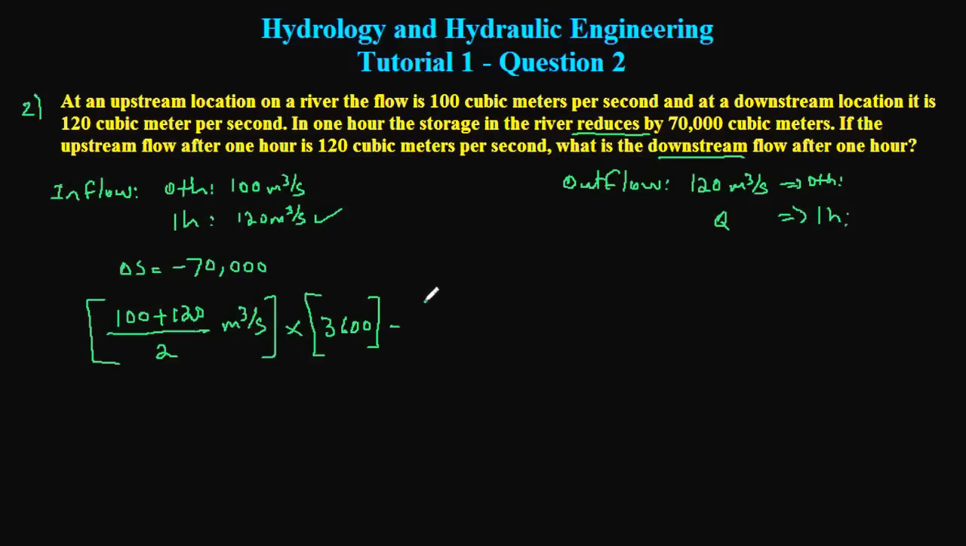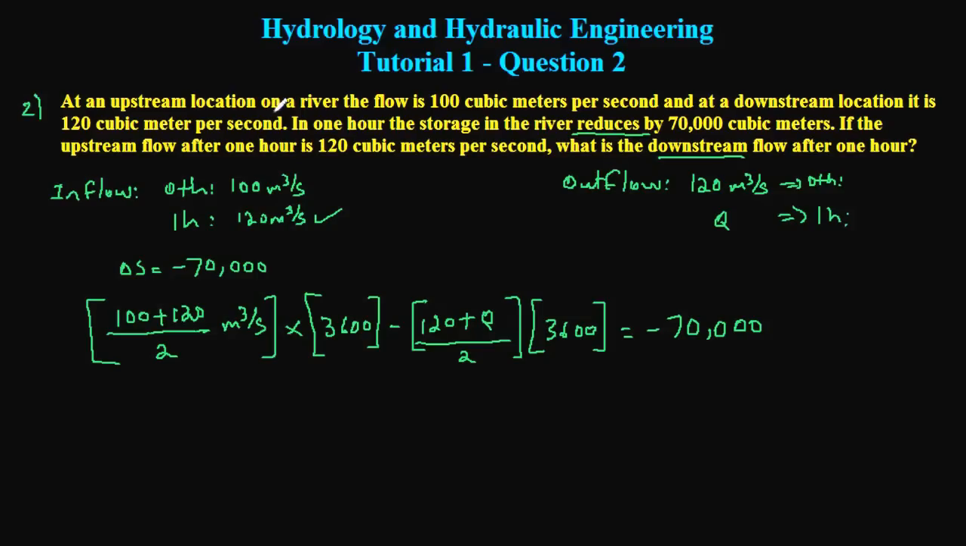Minus, this is the inflow water volume. The outflow water volume is the average of 120 plus Q over 2 times 3,600, which equals minus 70,000.